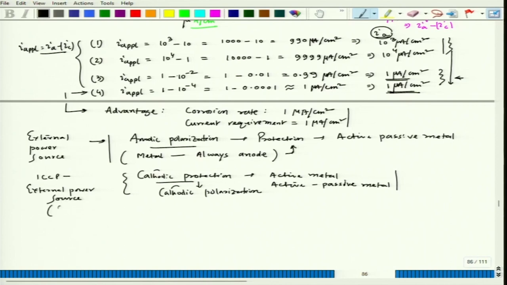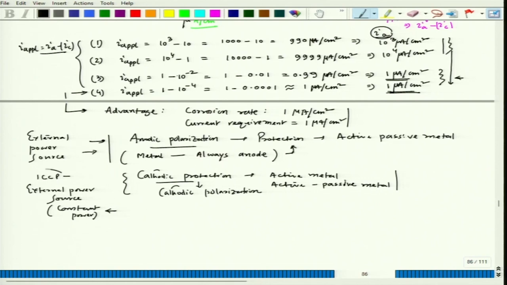And here we need a constant power all the time, and the current requirement would be a little higher than the current requirement for anodic protection once it achieves the protection zone. So, here the current requirement would be higher once the polarization takes the metal to the protection zone.